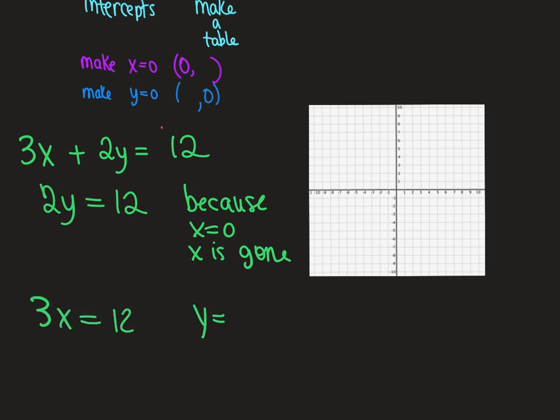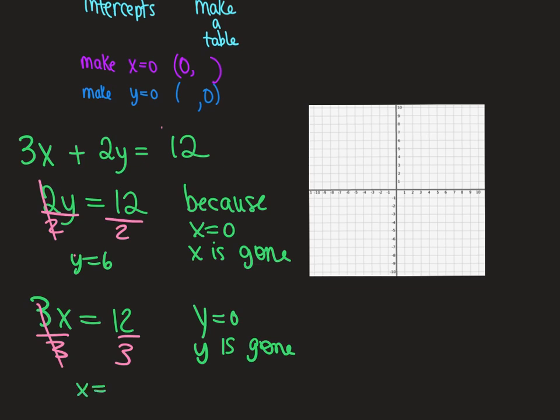We're going to make y equal 0. Y is going to be gone. And when y is gone, scribble, scribble, scribble, I'm left with 3x equals 12. So now that I've got my two equations, I can solve. Divide by 2, y is 6. Divide by 3, x is 4. So that means I now know where my two dots are going to be. I'm going to have a dot at y equals 6, and I'm going to have a dot at x equals 4.